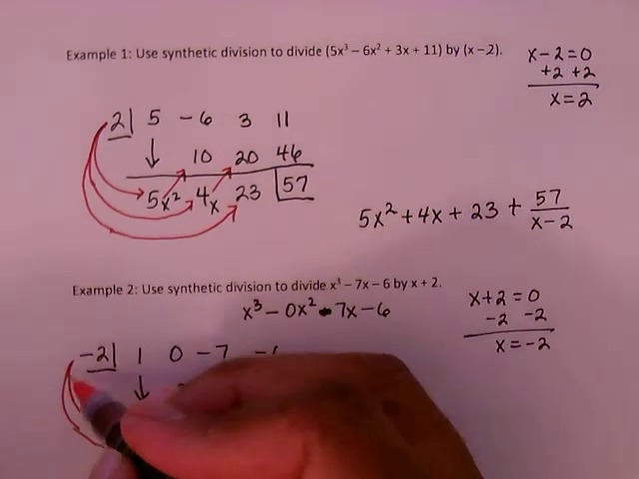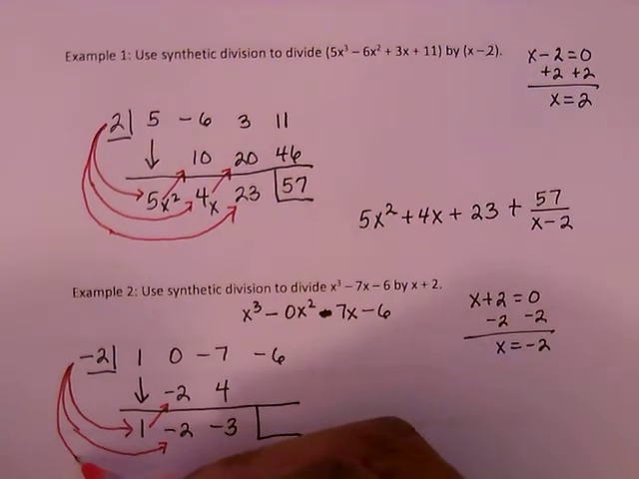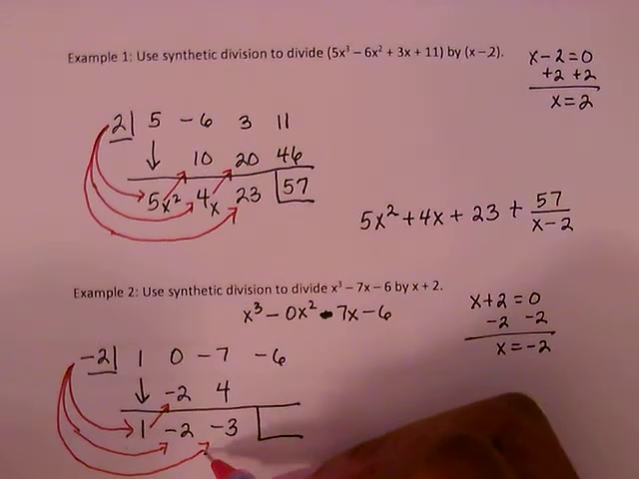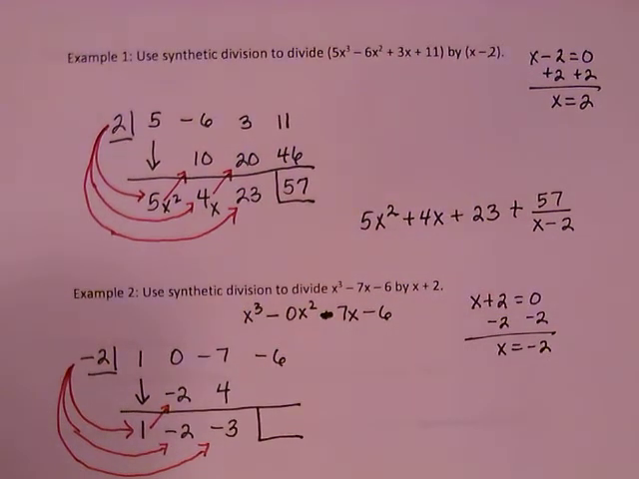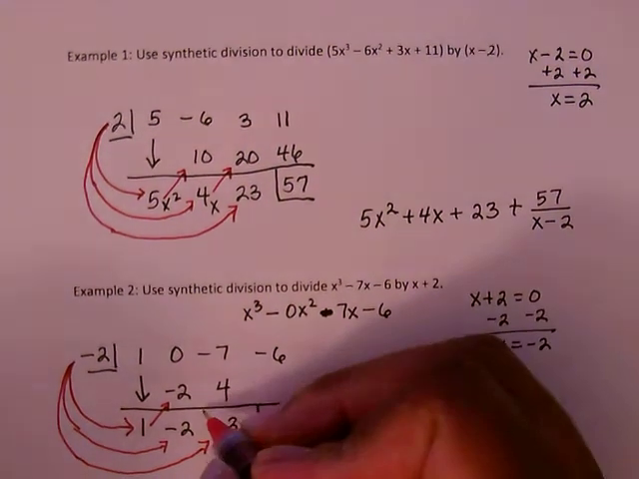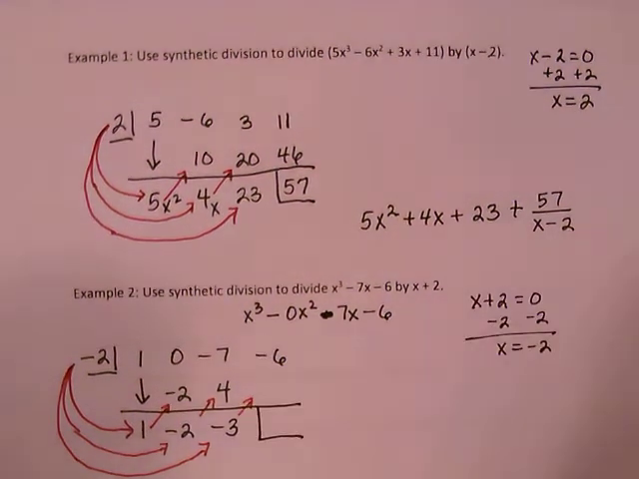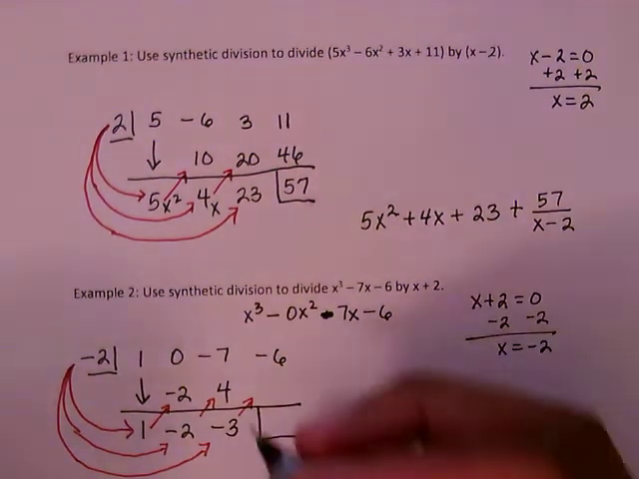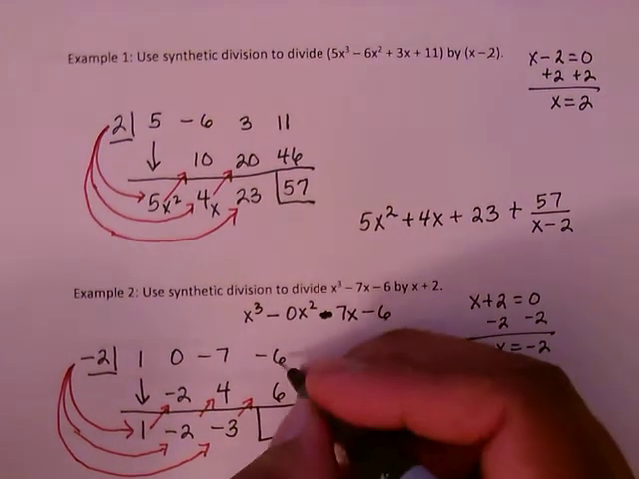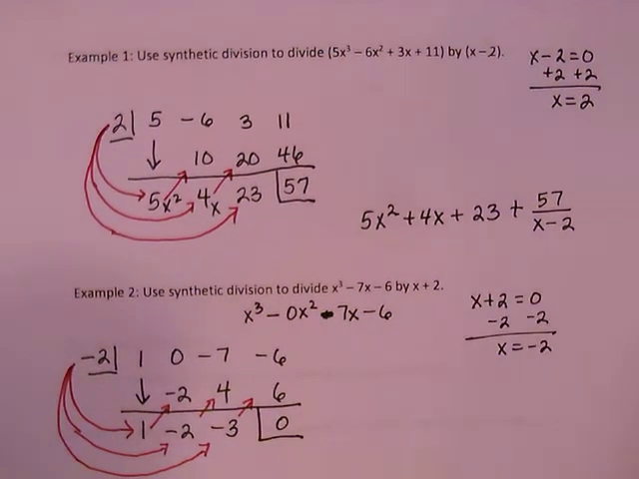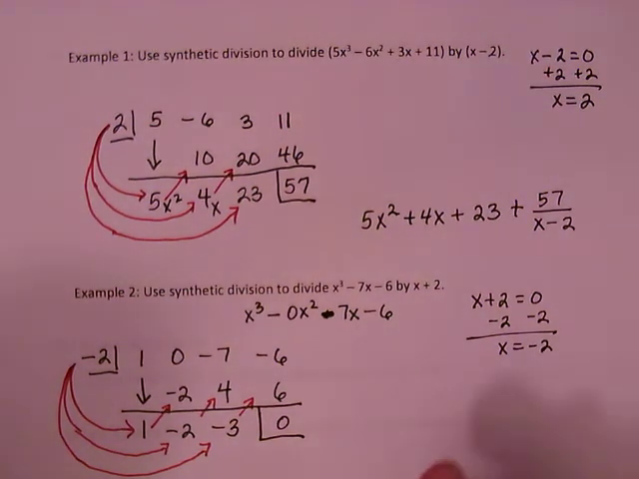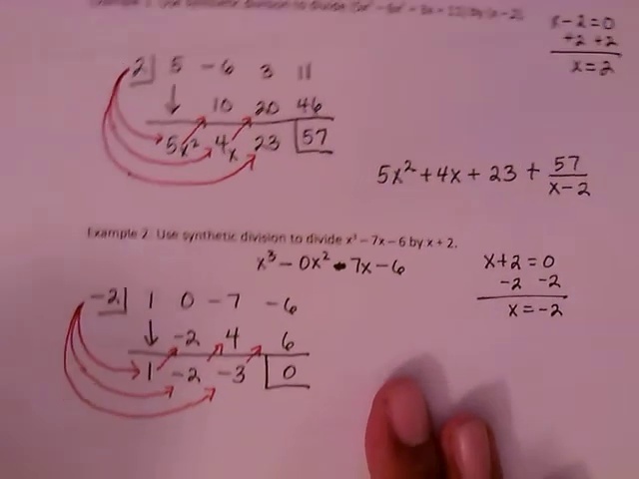And then finally, negative 2 times negative 3. The divisor times that number. That will give me a positive 6. And then negative 6 plus 6 is 0. And we're done. So now we have to write the quotient and the remainder.